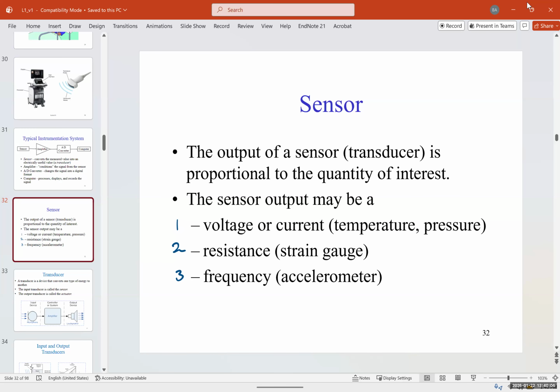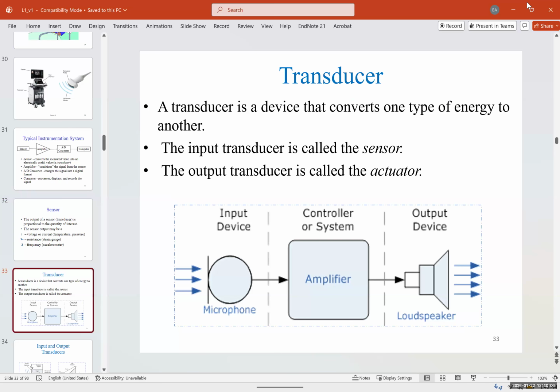No? Okay. Now, a transducer is a device, as mentioned, that converts one type of energy to another. The input is usually called a sensor, and the output is called the actuator. This is an example of a transducer, and we have the input, which could be a microphone, for example. The control system, which is the controller, could be an amplifier, an op amp, for example, and the output is a speaker.